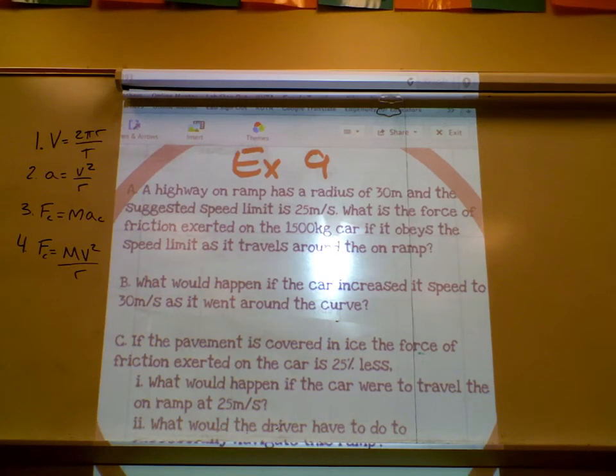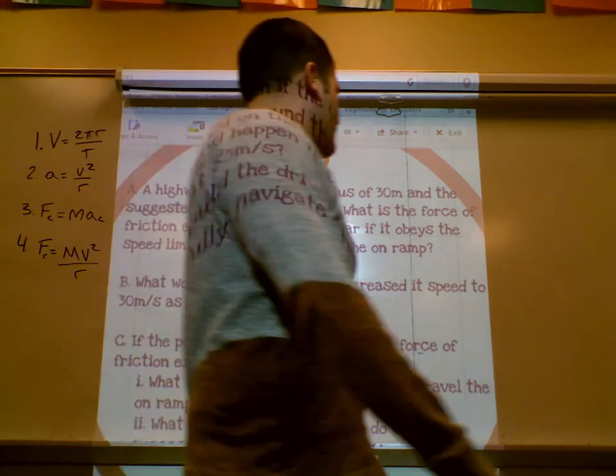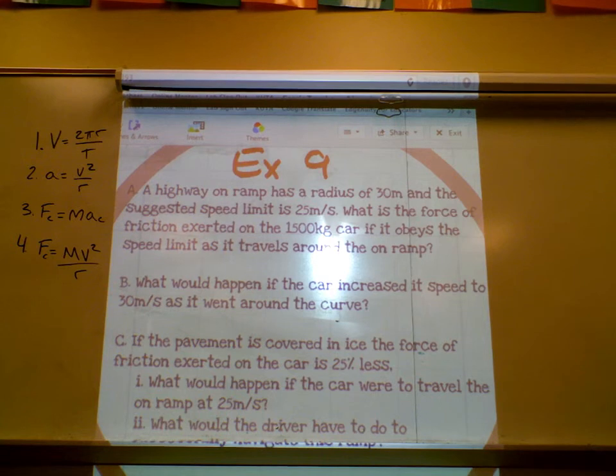Let's take a look at part A. A highway on-ramp is raised to 30 meters. The suggested speed of it is 25 meters per second. What is the force exerted on a 1,500 kilogram car if it obeys the speed limit as it travels around the ramp? Okay, so what are some things we know?